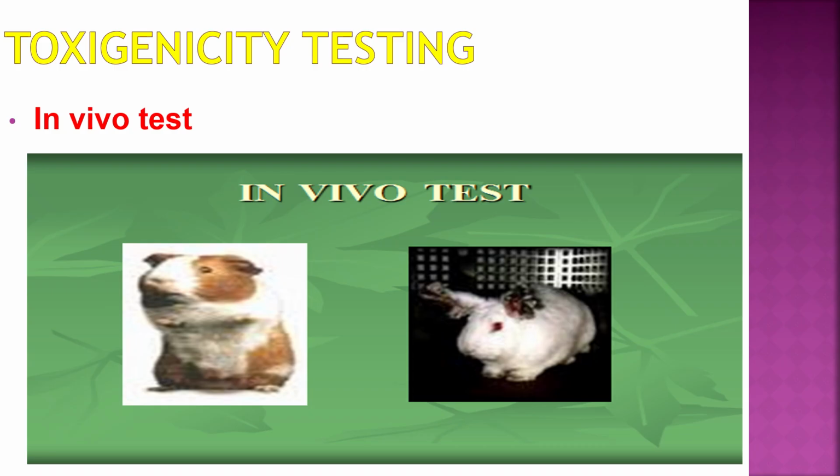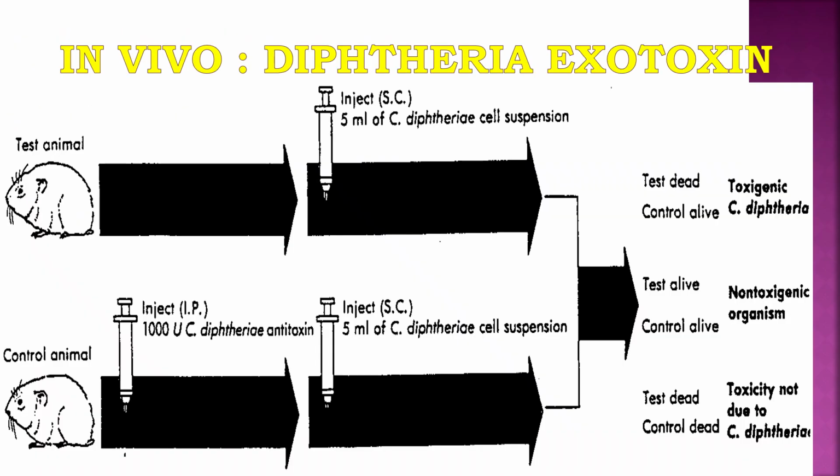Now the in vivo test by use of an animal. In that, the test animal is given an injection of 5 ml of C. diphtheriae cell suspension. The control animal is given an injection of 1000 units of Corynebacterium diphtheriae antitoxin and 5 ml of C. diphtheriae cell suspension. If the test animal is dead and the control is alive, that is a toxigenic strain of C. diphtheriae. If test alive and control alive, that is a non-toxigenic strain of the organism. If test dead and control dead, it may be because of toxicity not due to C. diphtheriae; some other reason is there.